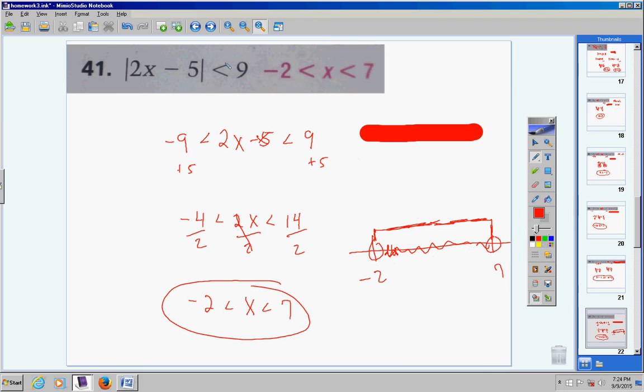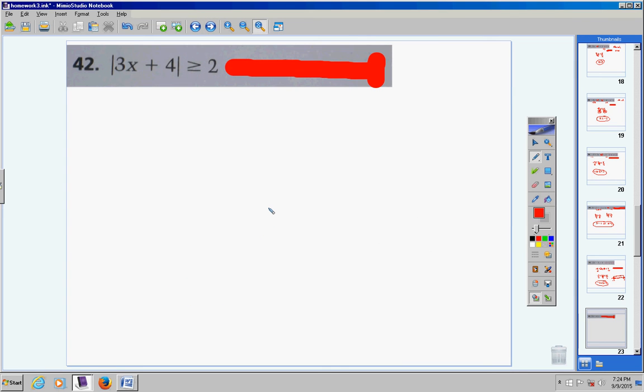Okay, number 42. Now number 42 is also an absolute value inequality. So the first thing you do is you isolate the absolute value. Now, that's already done for you. So we move on. We then decide whether or not we're going to write a conjunction or a disjunction. Got it? Conjunction or disjunction.